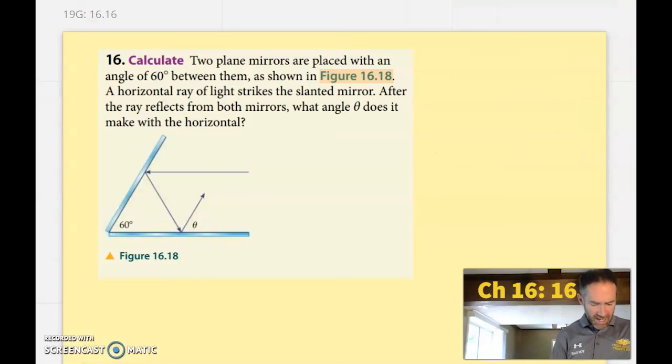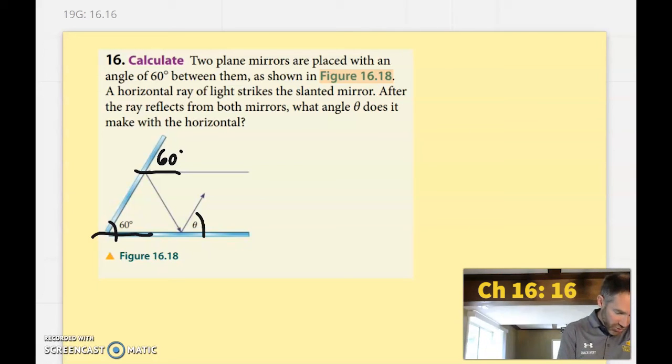On number 16, they have 2 mirrors. And this time, instead of them being 90 degrees relative to each other, they're 60 degrees relative to each other. Here comes a horizontal light ray, and they want to know what angle does it make with the horizontal at the end down here. This is pretty simple. If you see something here, this and this are both horizontal, and so we have corresponding angles, and so I have 60 degrees right there.